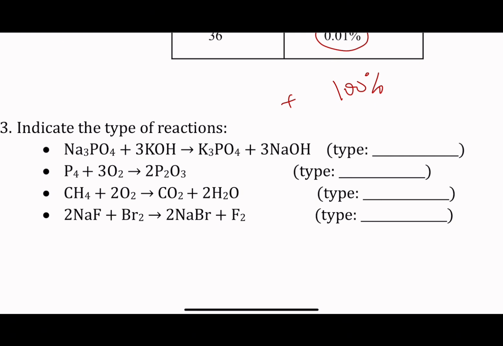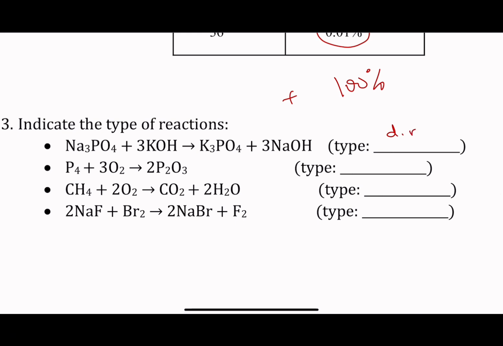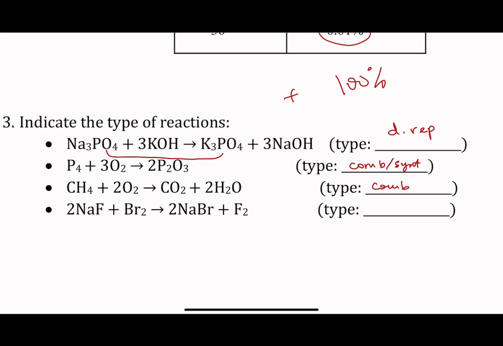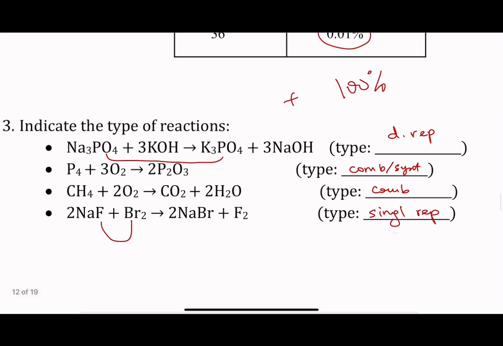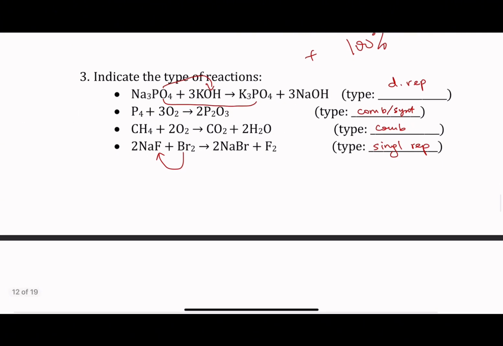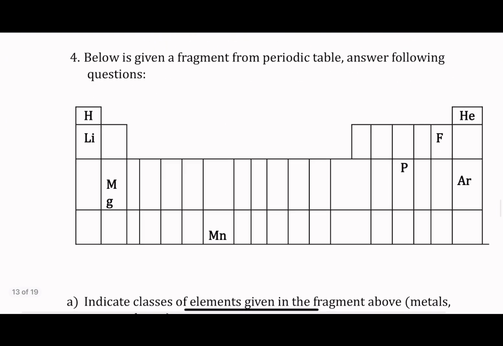Now indicate the type of reaction. You can clearly see that the first one is double replacement, because these ions change the place, and this one is a combination, or synthesis. Either way you can call them. This one is a combustion, and we have the next one, again a replacement, but this one is a single replacement, because we can see that bromine changed the place with F, but over here phosphate changed with OH, and they both swap the places. That's why the top one is double and the bottom one is single replacement. Okay, now we move on to the next question.